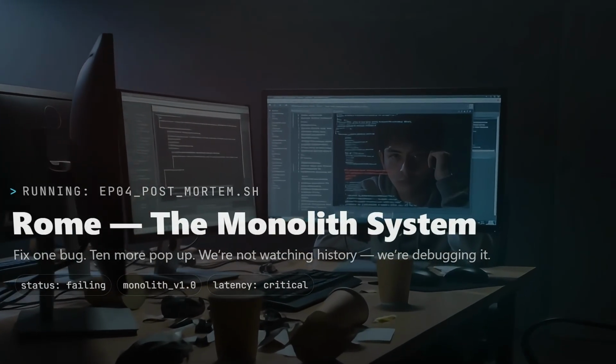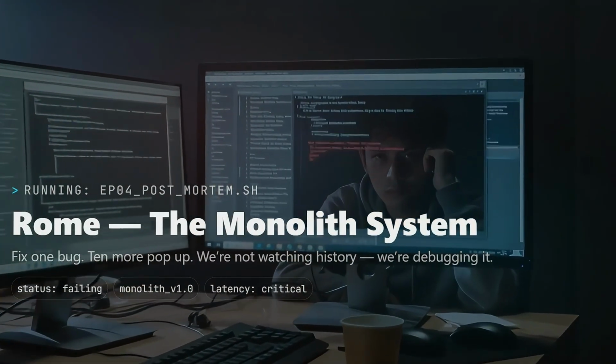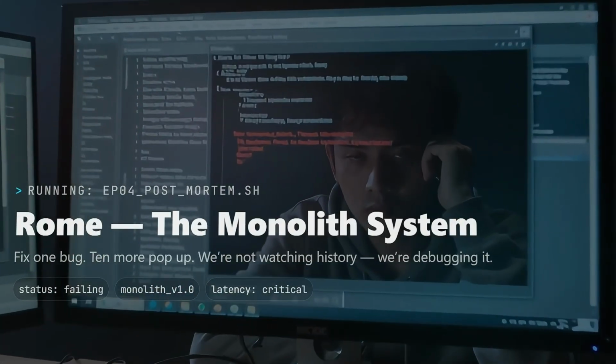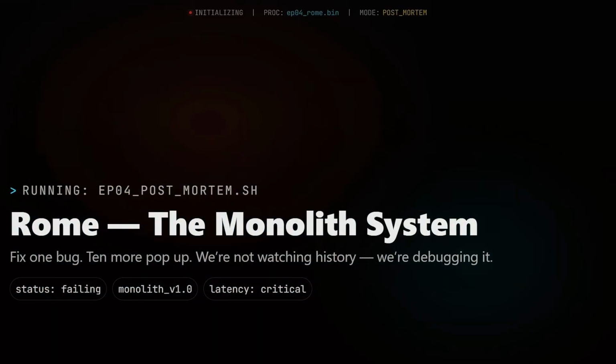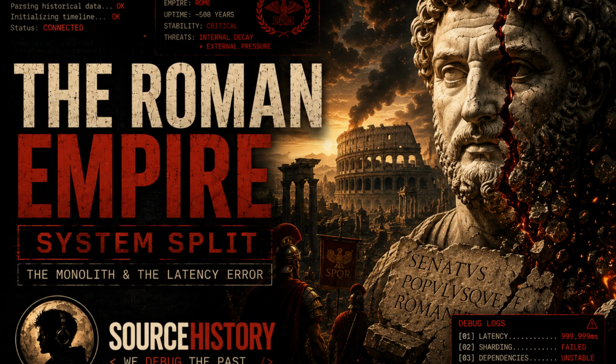Have you ever maintained a system where every time you fix one bug, 10 more pop up? That was Rome's destiny for its final 500 years. Today, we aren't watching a history movie. We're looking at a post-mortem report of the largest monolith system in the ancient world.